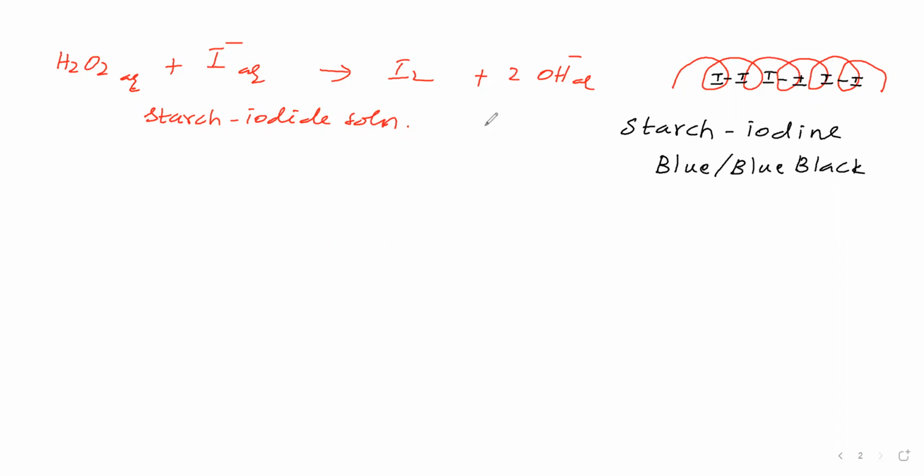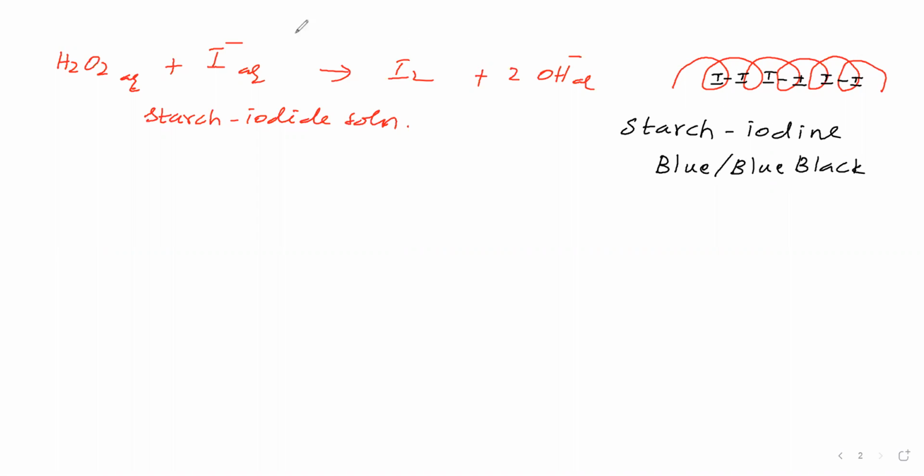What is the color of iodine crystals? Iodine crystals have violet or purple color. When it goes into the empty space of the starch coil, the starch polymer, then we get the starch iodine complex. This complex exhibits blue or blue black color.